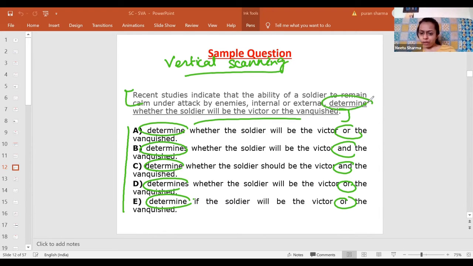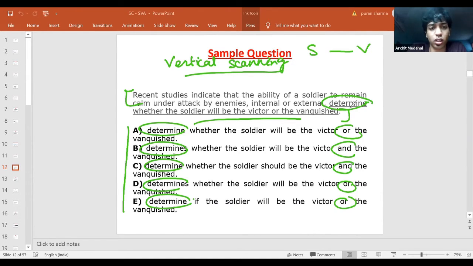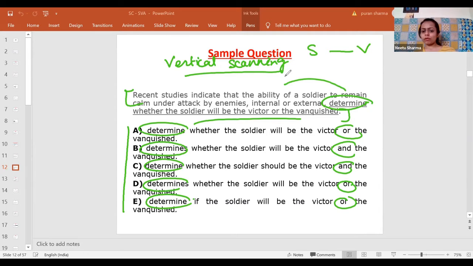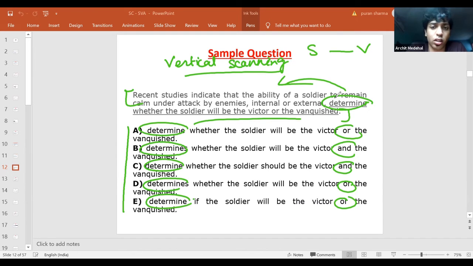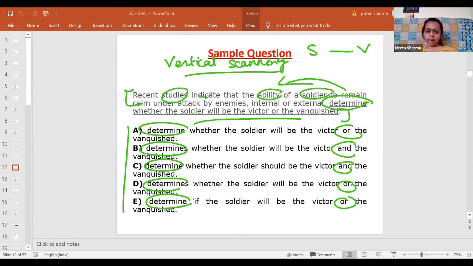So here we have the verb. You need to spot the subject. Usually the structure is that the subject precedes the verb. So if we have the verb underlined here, most likely we'll find the subject in the part before it. Look for possible nouns that can be the subject. First spot the nouns: studies, ability, soldier, attack, enemies. We can have multiple ideas as subjects.